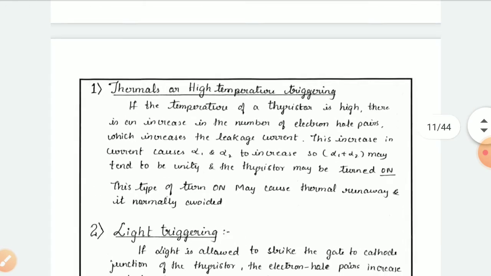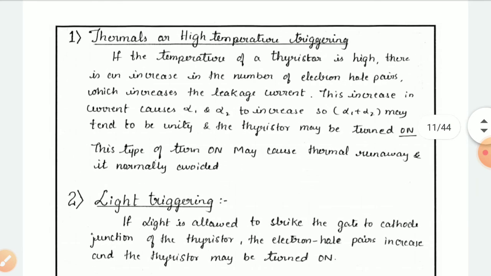Thermal turn on, or high temperature turn on. If the temperature of the thyristor is high, there is an increase in the number of electron hole pairs. With the increase in the leakage current, alpha 1 and alpha 2 increase, which means the gain also increases. So alpha 1 plus alpha 2 may tend to unity, and the thyristor may be turned on. As the gain increases, the anode current also increases, and the thyristor tends to turn on. This type of turn on is called thermal runaway, and it is normally avoided.